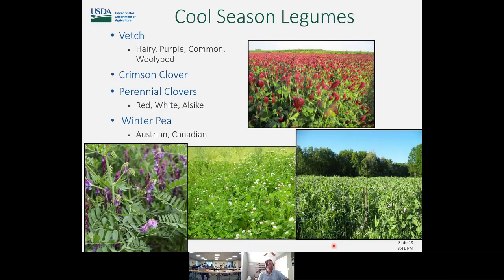But you can see crimson clover here to the right. The vetches are bottom left. We have the Austrian peas to our bottom right, and then we have one of the perennial clovers there at the center. And a lot of these are commonly mixed with our cool season grasses to help not only add diversity but also build nitrogen in these systems.